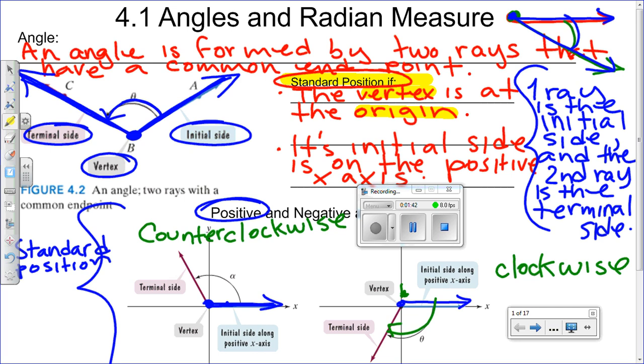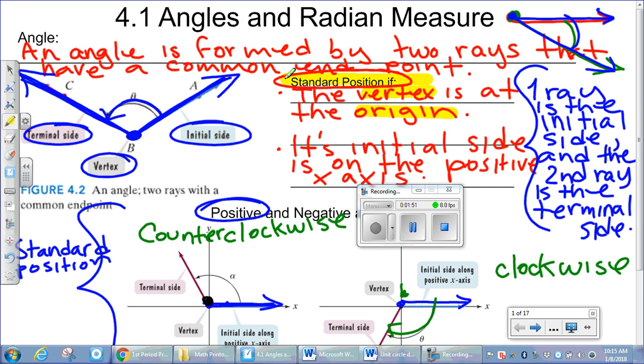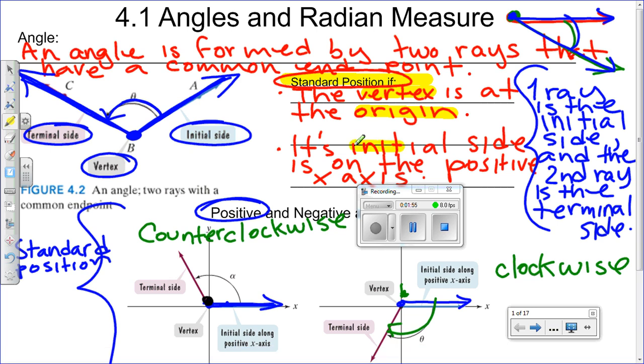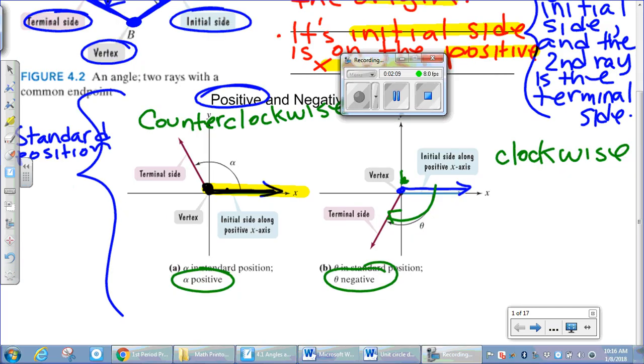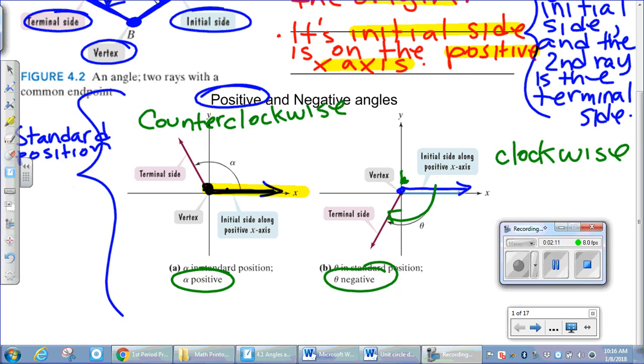So the vertex will be at the origin, just like the one you see here, the origin where the x and y intersect. And then also, we have to make sure that for an angle to be in standard position, the initial side is actually the positive x-axis. So right here, positive x-axis.